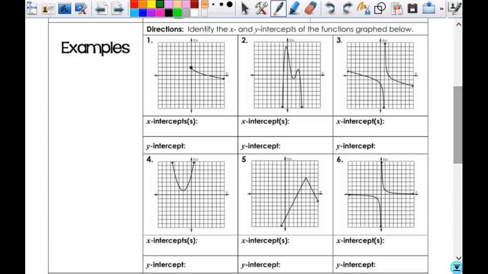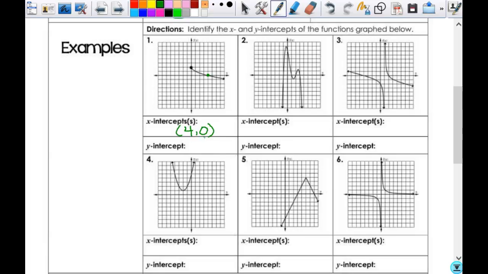Ordered pairs. They have to be ordered pairs. They are not single numbers. You don't list them out. They are ordered pairs if you ask for an intercept. So when we look at number 1, how many x-intercepts are there? 1. There's just 1. It's right here. And what would it be? 4, 0. Okay? Super easy, right?